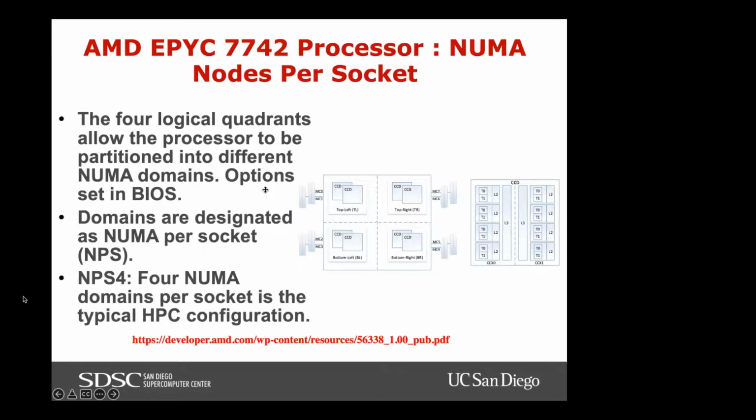So as I mentioned, it can be broken up into 4 quadrants, and you can say how many NUMA domains per socket you want. If you want, you can put all of the channels into one NUMA domain, but performance-wise, that might not be the best for HPC. For HPC codes, most codes have been developed over years to handle NUMA configurations, so a lot of the HPC codes can manage this very well. So our default setup is to have 4 NUMA domains per socket on Expanse.